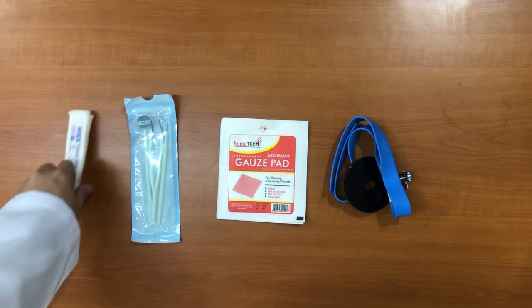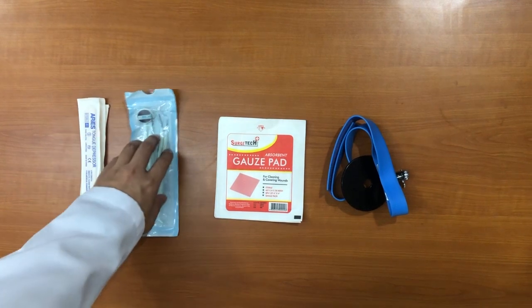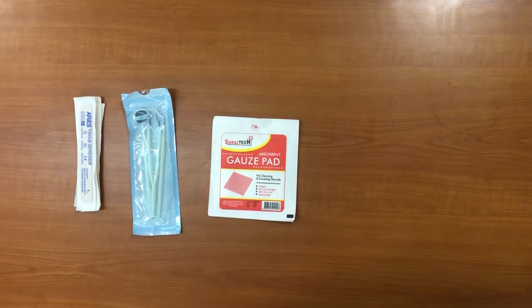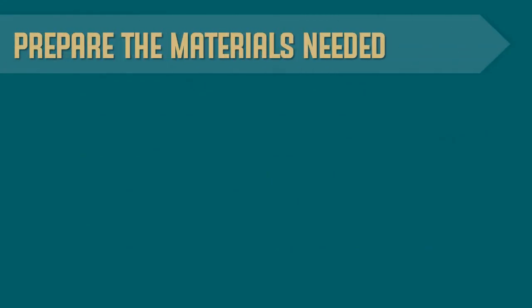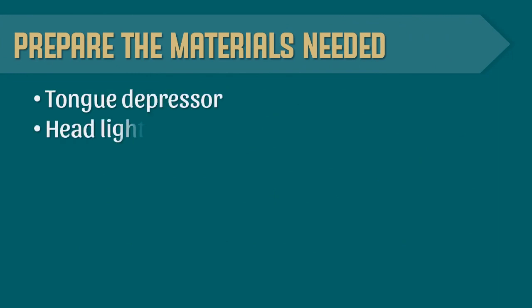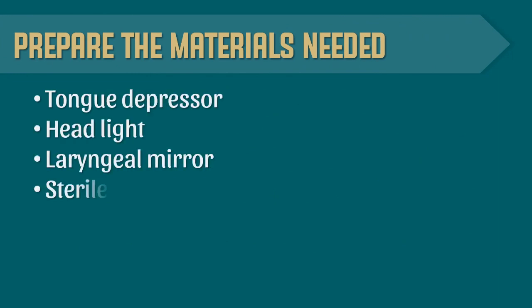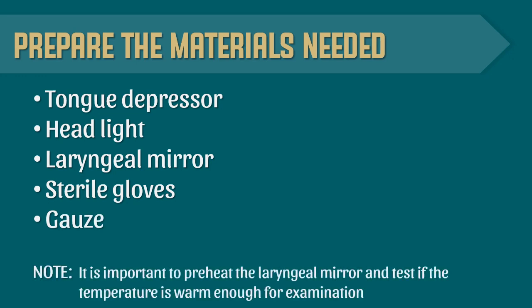Now, prepare the materials. For the examination of the oral cavity and the larynx, we will need a tongue depressor, headlight, laryngeal mirror, sterile gloves, and gauze. It is important to preheat the laryngeal mirror first and test if the temperature is warm enough for examination. After preparing the materials, put on sterile gloves.